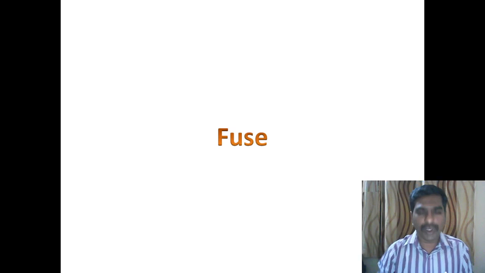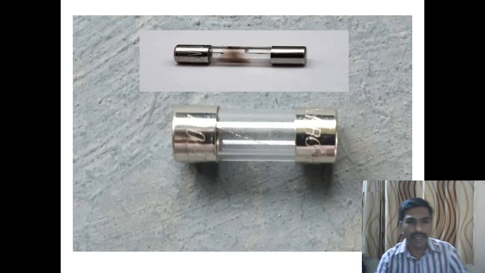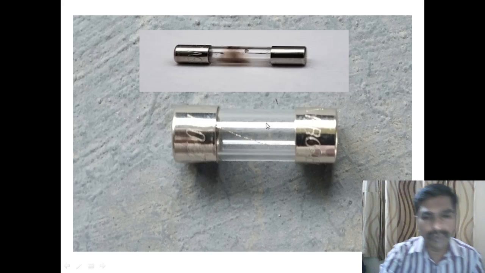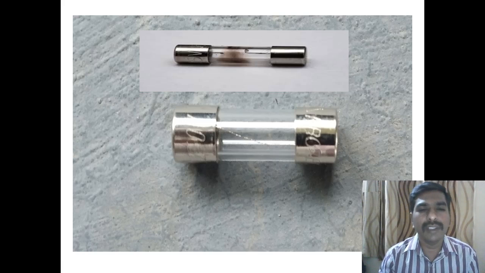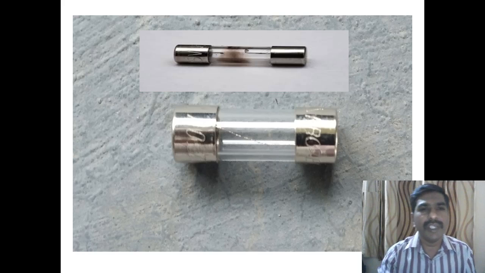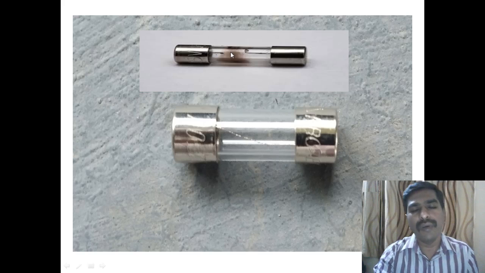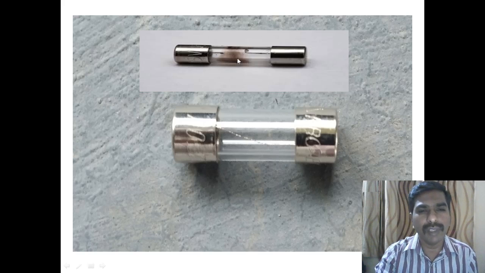And the next important component is the fuse. The fuse is used as a protecting element. You can see this is a fuse. This fuse protects the device from maximum current. If the device receives a maximum current, then the device gets burned out. For that protection, they use the fuse. Here in the picture above, you can see the fuse is burned out. It gets damaged when maximum current flows through it.